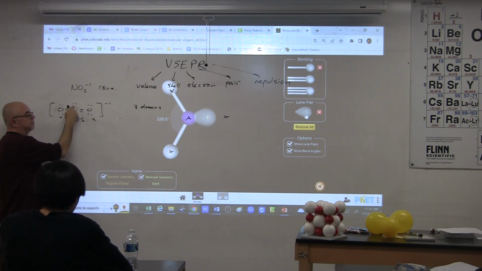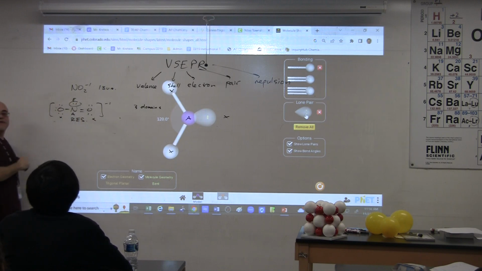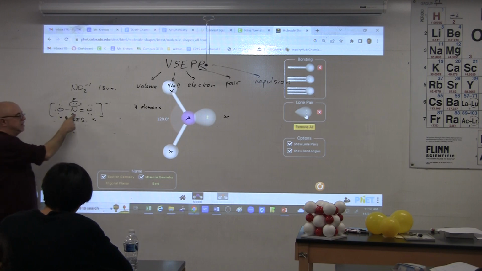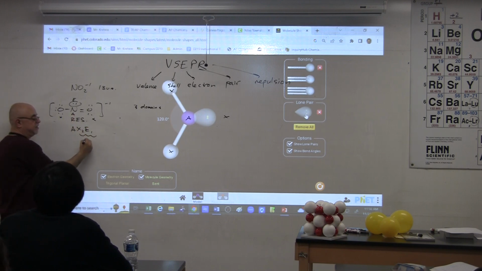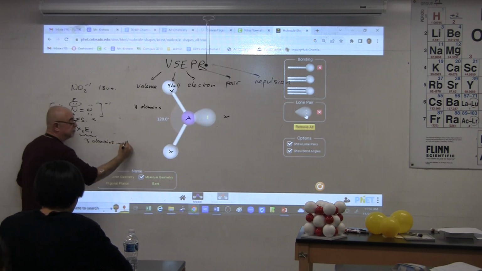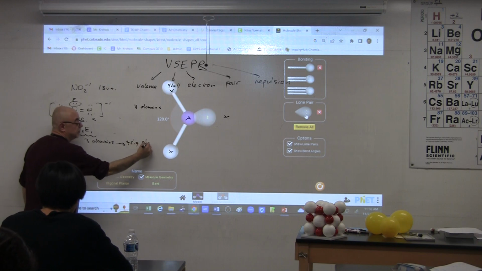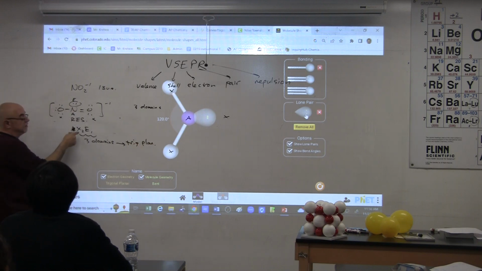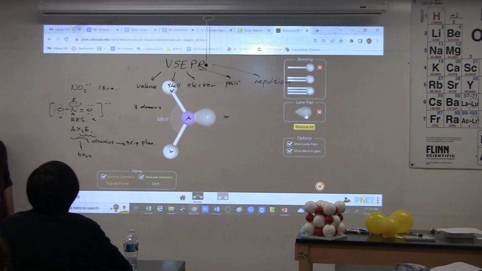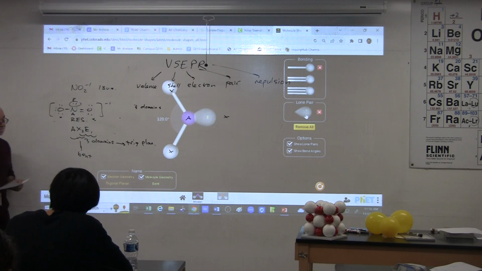X2, here's your E1. This lone pair is the E. So this molecule is an AX2E1, which is why it has 3 domains. And if there's 3 domains, we automatically know that the shape of that is trigonal planar. But the molecule only has these atoms, and the molecule is bent. That's the kind of thing you have to see here from the Lewis structure, which is why writing the Lewis structure correctly is so important.